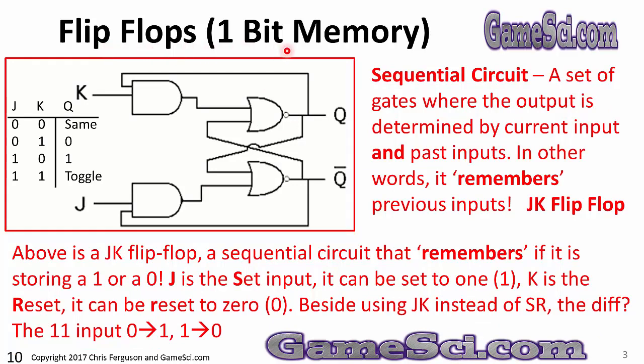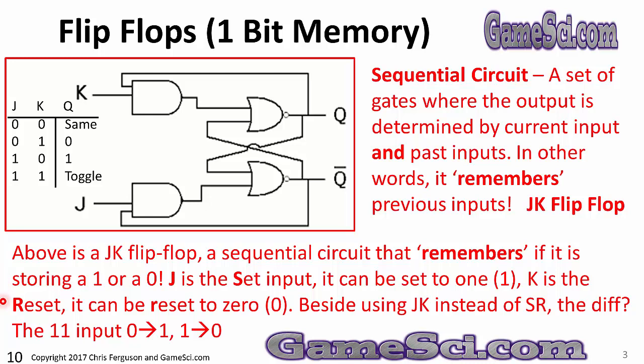Let's look at another type of flip-flop called a JK flip-flop. A sequential circuit is a set of gates where the output is determined by the current input and past inputs. In other words, it remembers previous inputs. Behold the JK flip-flop, an alternative to the SR flip-flop. Above is a JK flip-flop, a sequential circuit that remembers if it is storing a 1 or a 0. J is the set input. It can be set to 1. K is the reset. It can reset to 0.